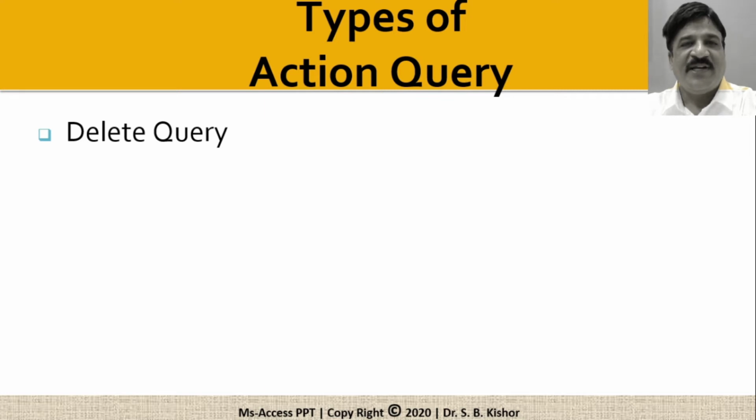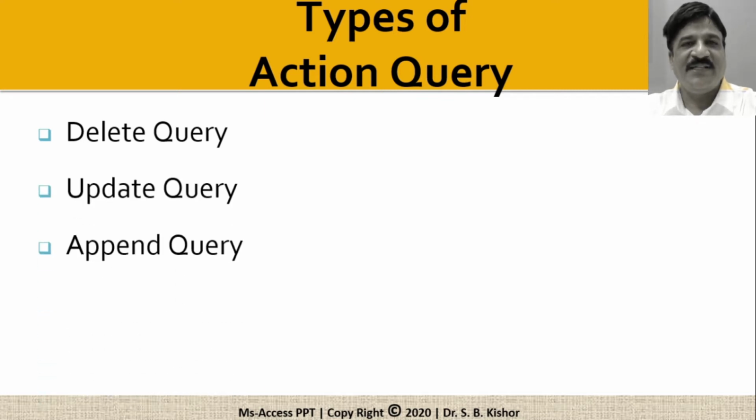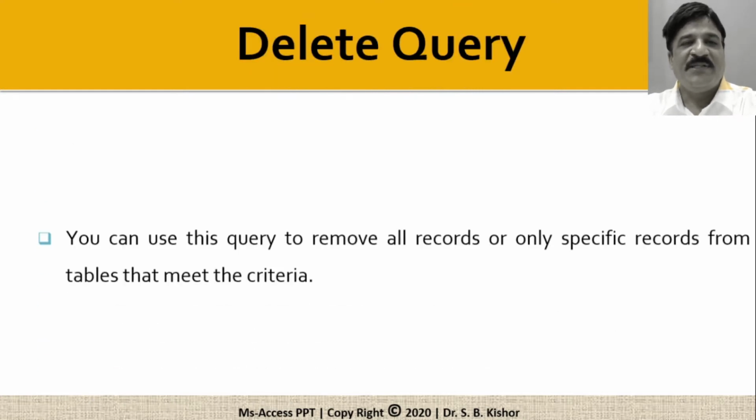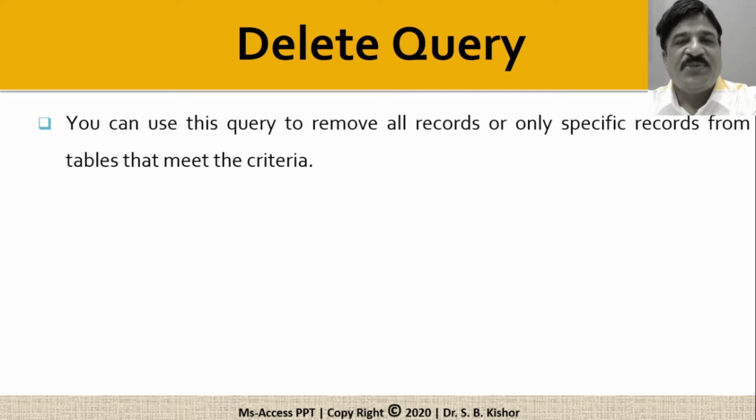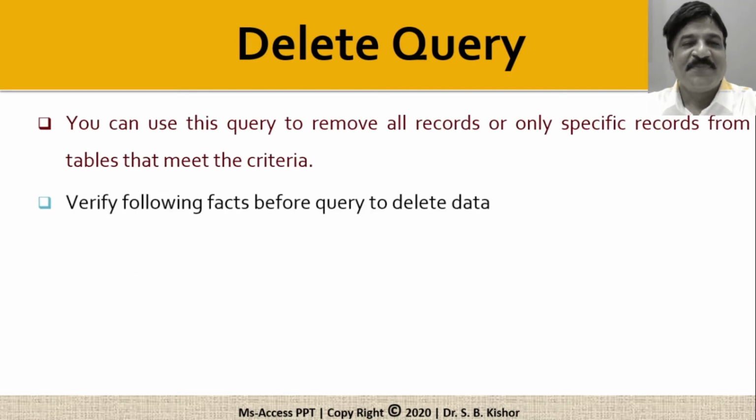Now, types of action queries. Basically, we have three types of action queries. First one is delete query, second is update query, and the last one is append query. We will discuss one by one. So what is delete query? You can use this query to remove all the records or only specific records from the table that meet certain criteria that you have specified.